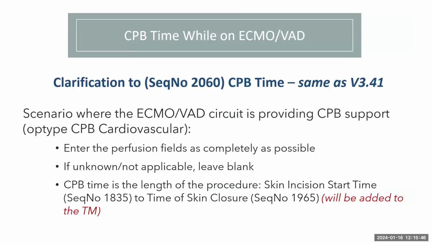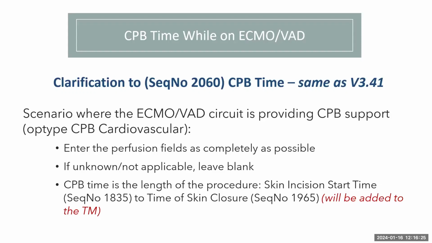Okay, so something else that's been a confusing point in the database to people is CPB time while a patient is cannulated for ECMO or VAD or mechanical circulatory support. So I did add a little bit of clarification to the training manual. This is not different from version 3.41. It's in the training manual from 3.41, but it needed to be carried over to 6.23.2. So again, this is just a clarification and is not anything new or different than what we had already advised you to do in 3.41.